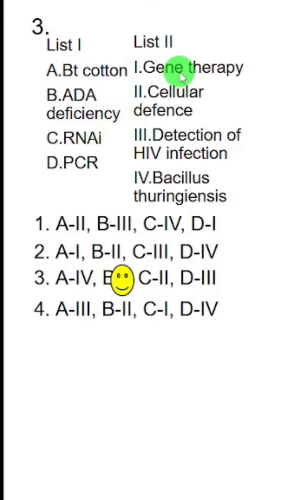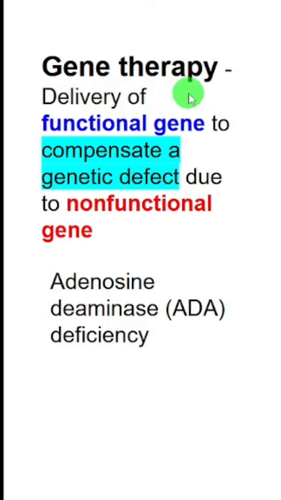So you can see gene therapy is for ADA deficiency. So let's understand what gene therapy is. Gene therapy is delivery of a functional gene to compensate a genetic defect due to non-functional gene. The disease which is mentioned in NCERT textbook is ADA deficiency. ADA stands for adenosine deaminase.